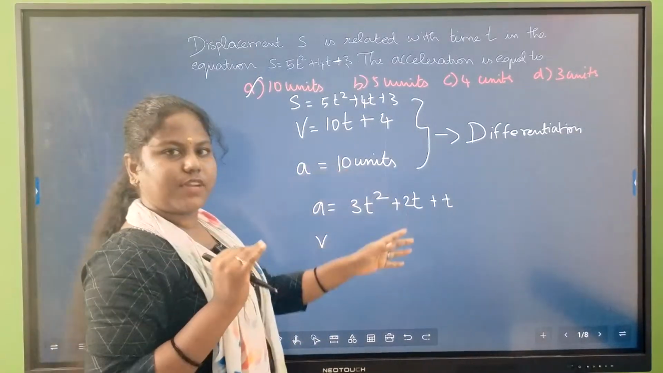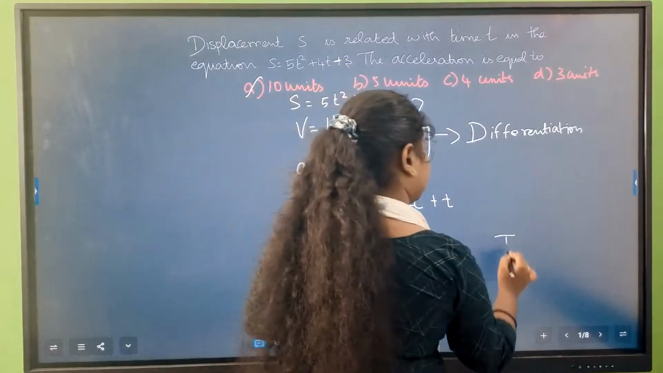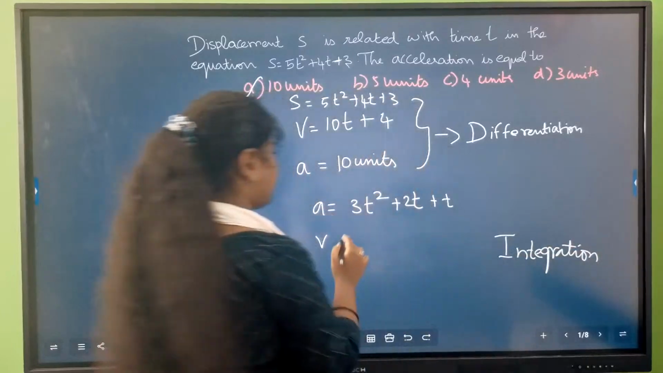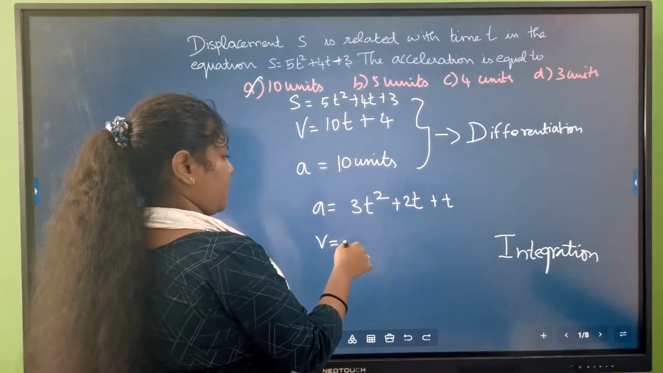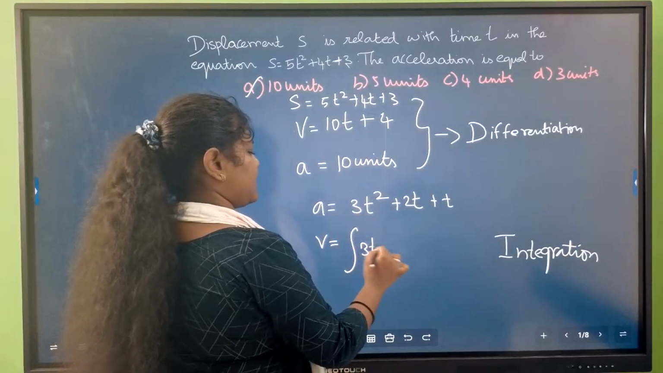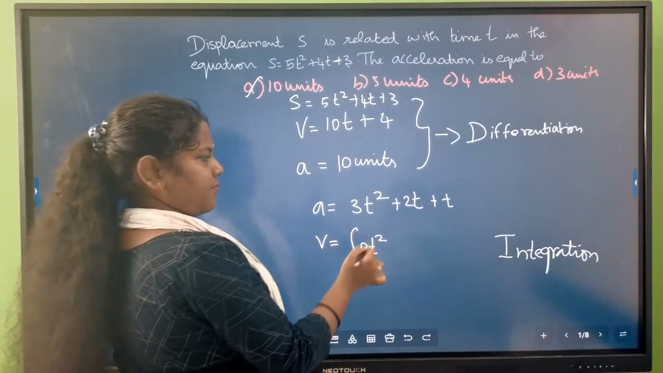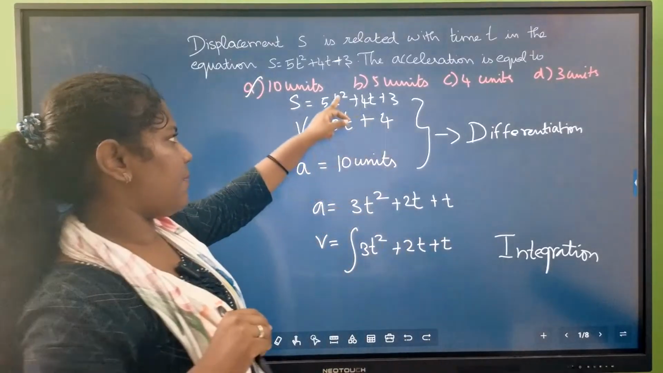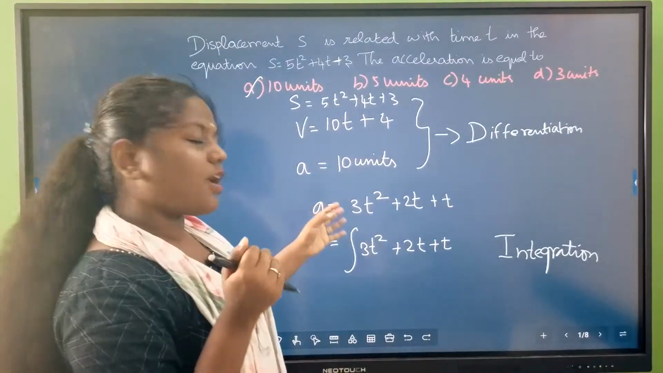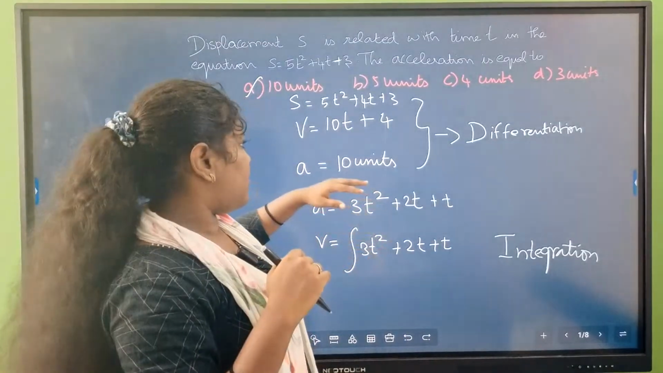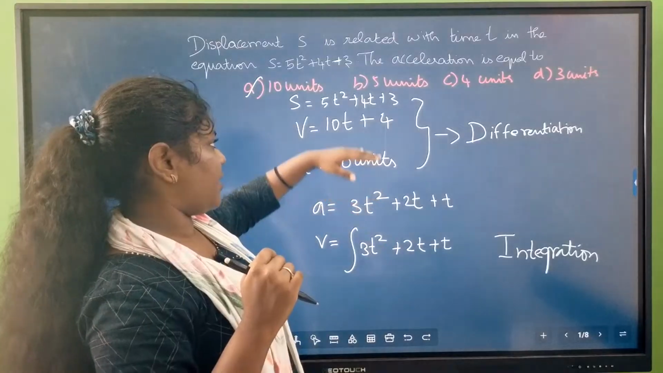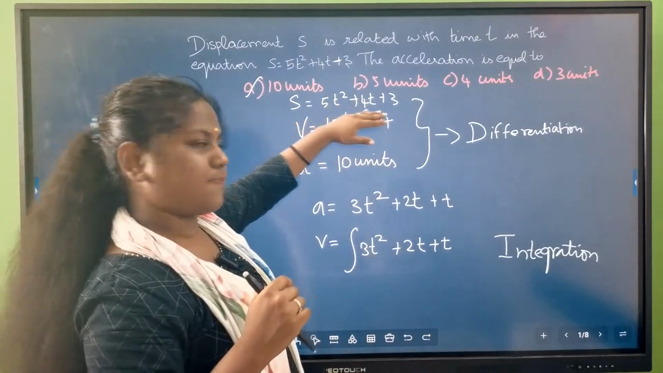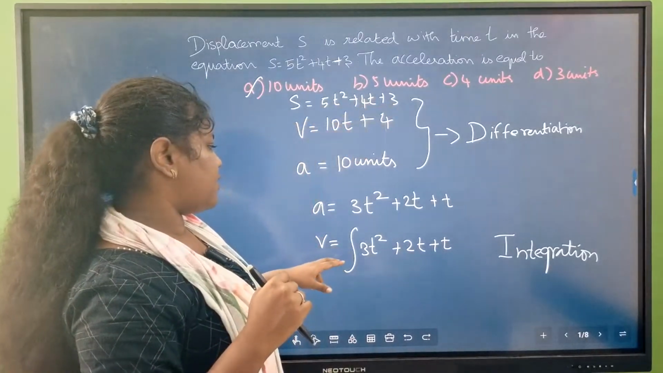So the opposite of differentiation is integration. Okay, integration. In integration, what do you have to do? For velocity you have to integrate 3t square plus 2t plus 1. This is the symbol for integration. See, in differentiation the powers got decreased, am I right? So if you are doing the reverse, from 10 units you are going to get 10t plus 4, and from 10t plus 4 you are going to get this part. So we are going to do the reverse.